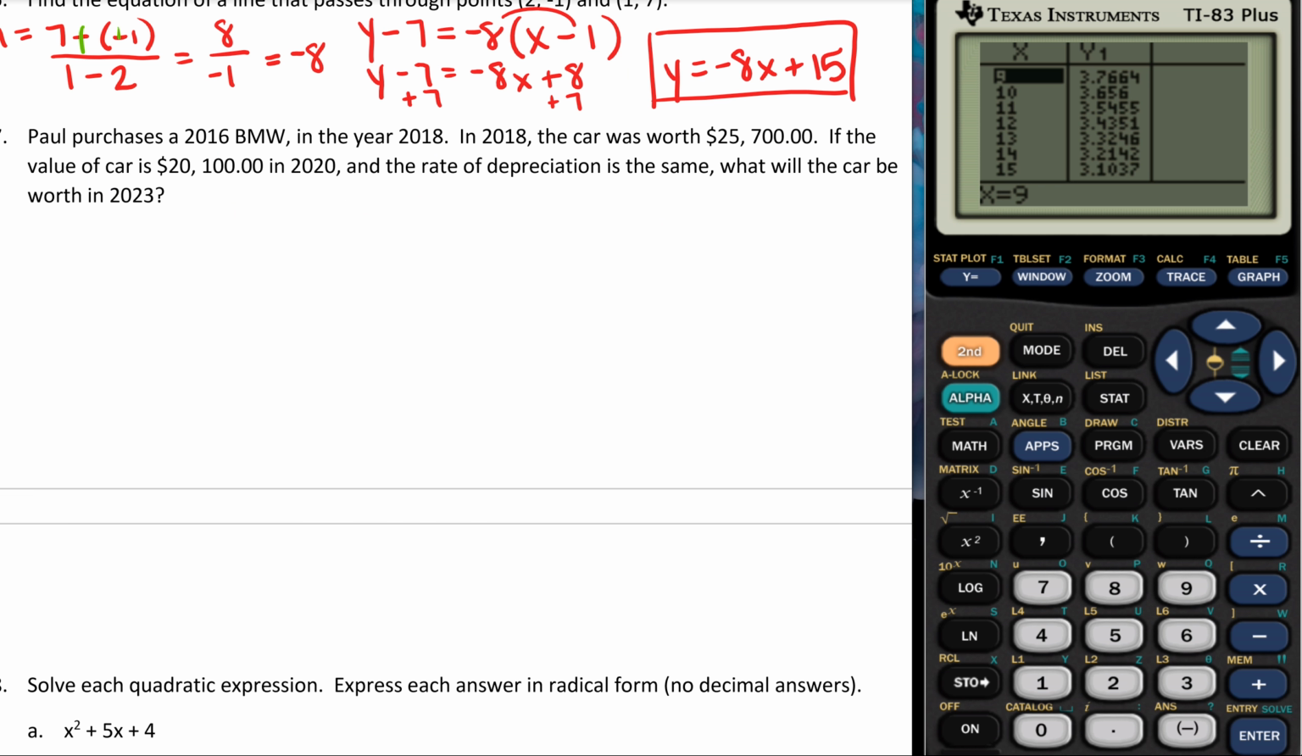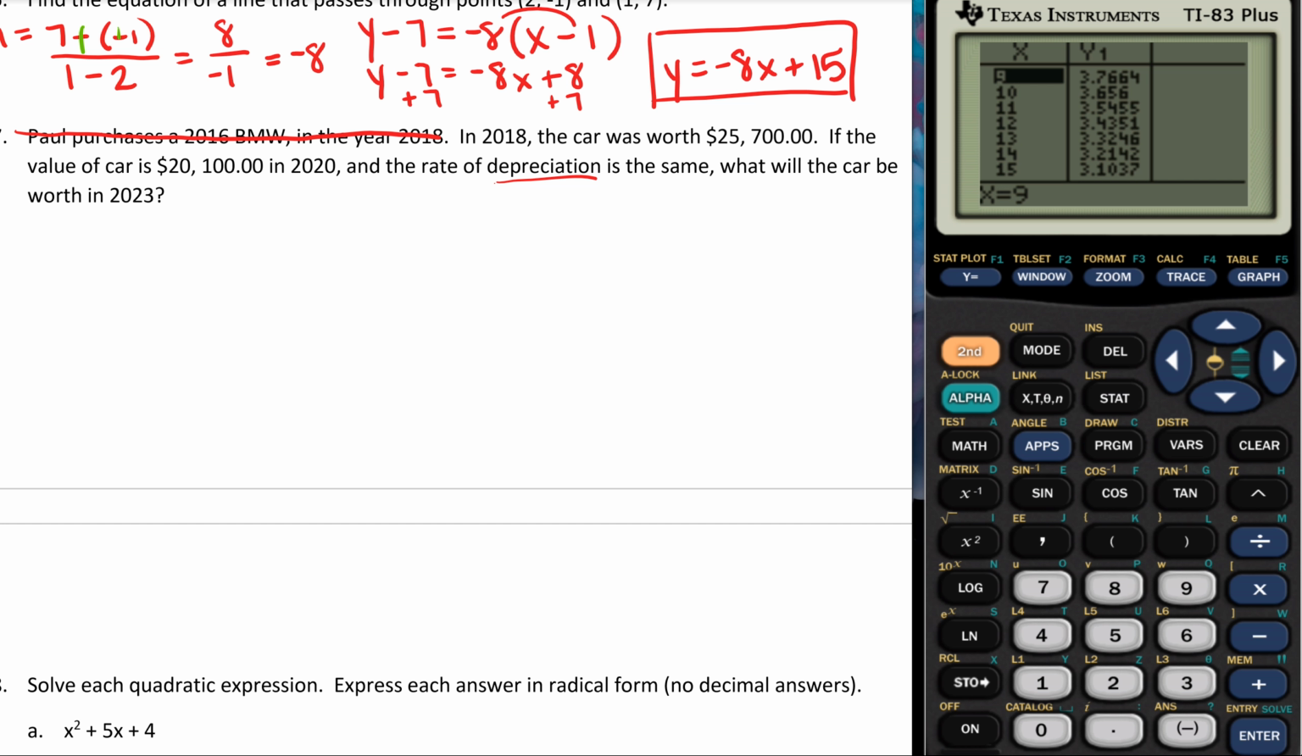All right. Paul purchases a 2016 BMW in the year 2018. Ooh. And in 2018, the car was worth $25,000. If the value of the car is $20,000 in 2020 and the rate of depreciation is the same, what will the car be worth in 2023? So, first of all, we're going to eliminate some excess information. This is to confuse you right here.